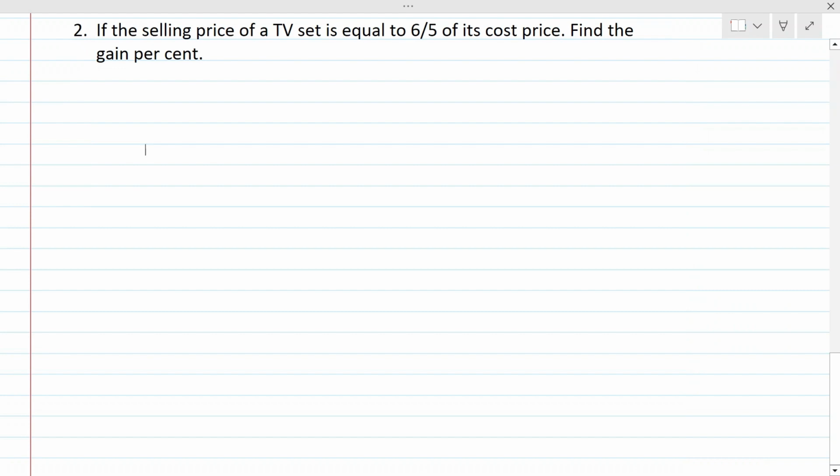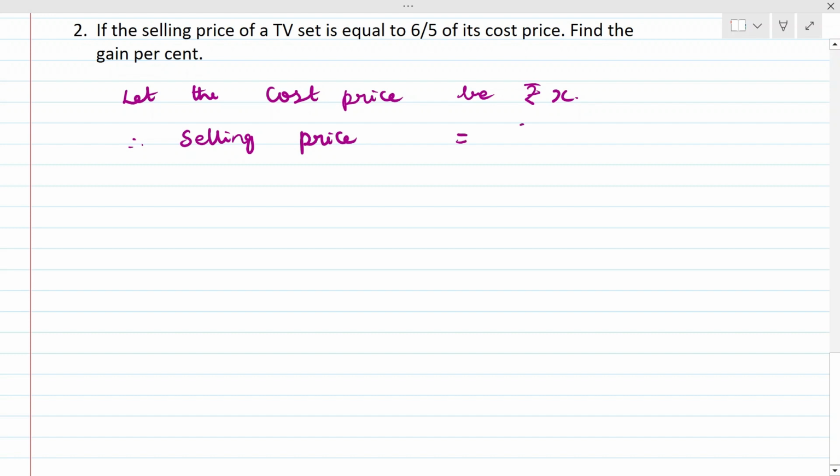If we don't know the cost price, then we can keep the cost price as rupees X. So let the cost price be rupees X. We don't know, right? That is why. Then, therefore, selling price. What is the selling price? It is 6 by 5 of cost price. So 6 by 5 of cost price is the selling price.